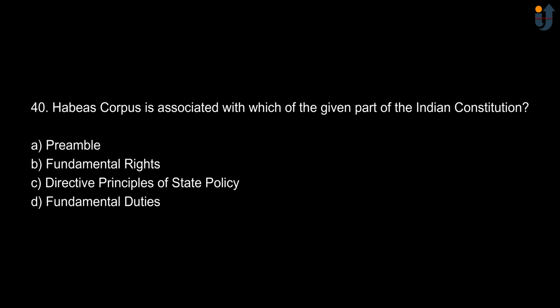Next, habeas corpus is associated with which of the given part of the Indian Constitution? Option A Preamble, option B Fundamental Rights, option C Directive Principles of the State Policy, and option D Fundamental Duties. The correct option is option B Fundamental Rights.